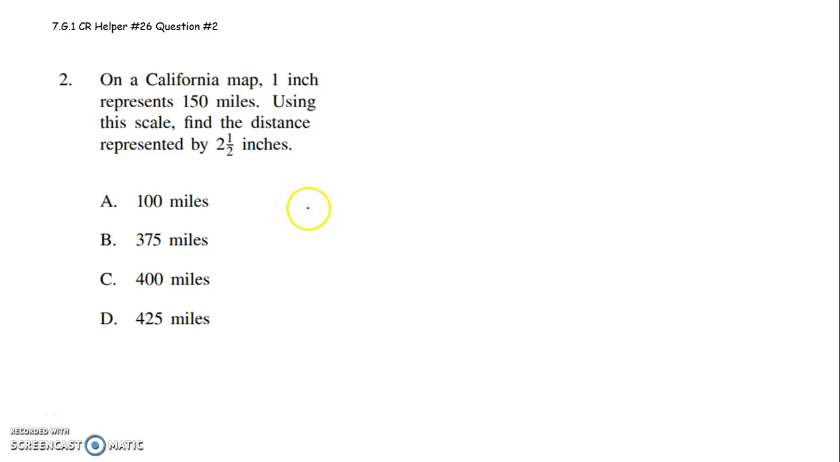Seventh graders, this is to help you with question 2 on CR26. On a California map, 1 inch represents 150 miles. Using this scale, find the distance that represents 2.5 inches.